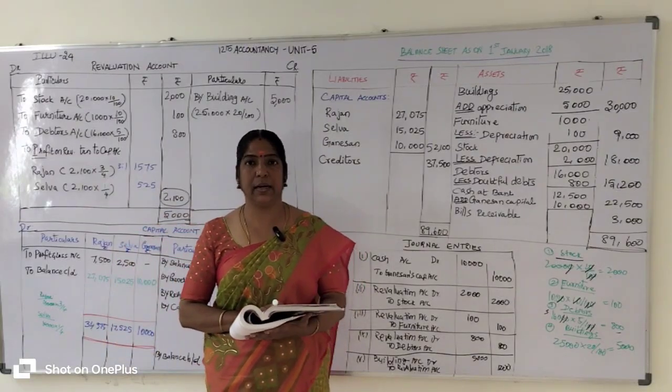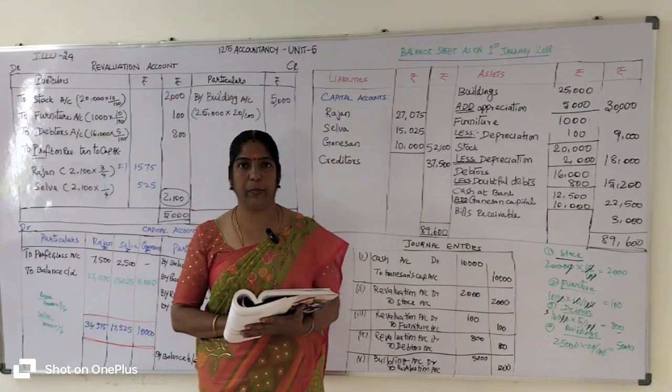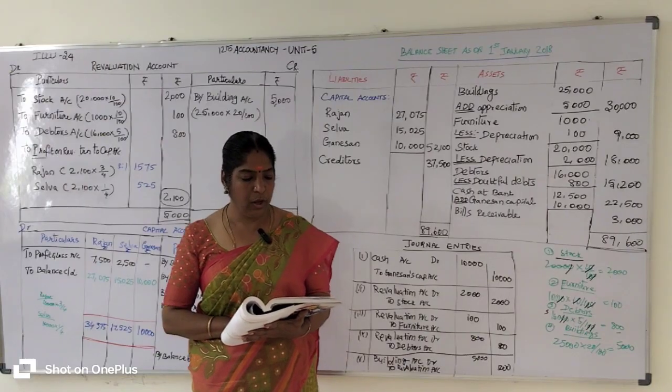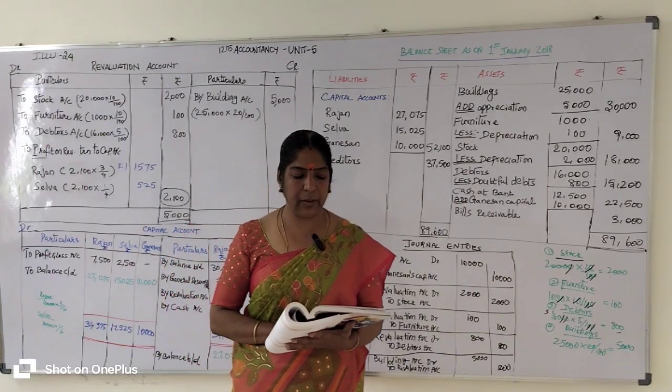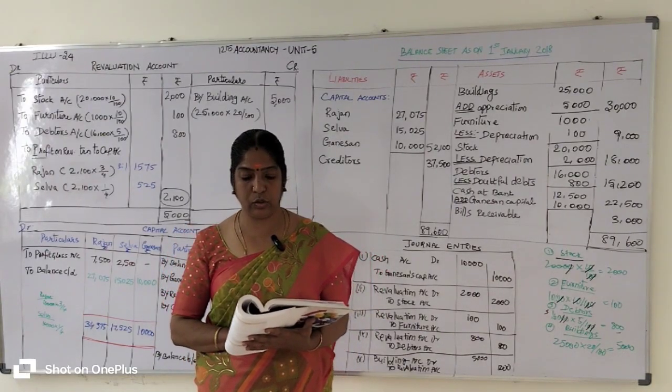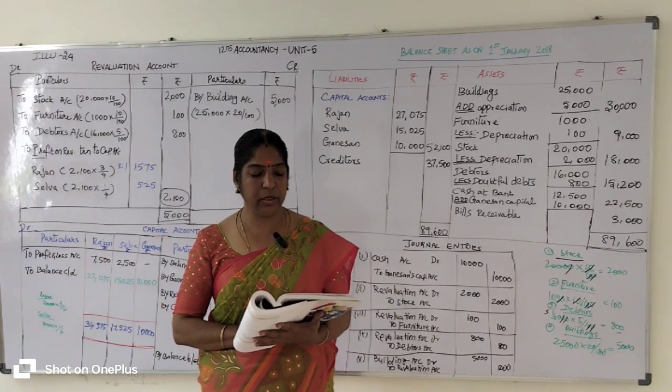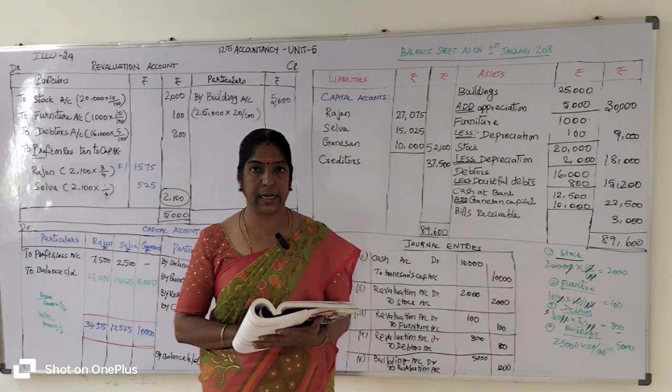Hi students, 12th Standard Accountancy, Chapter 5, Admission of a Partner, Exercise Sum number 24. Rajan and Selva are partners sharing profits and losses in the ratio of 3:1. Their balance sheet as on 31st March 2017 is as under.